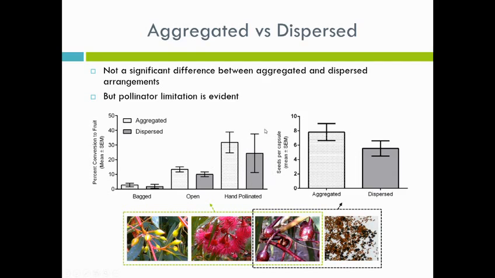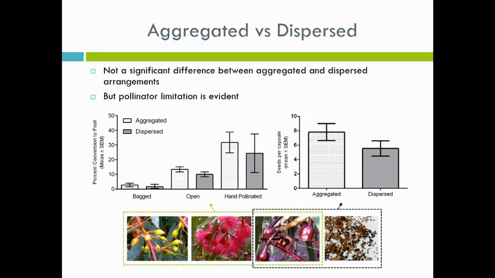But this is probably the interesting result here. This suggests that the system is pollen limited. When I added additional pollen, it doubled the amount of buds that were becoming fruit. So this might explain why there's not a big difference between the aggregated and dispersed individuals. If there's not enough pollinators out there, it might not really matter how the plants are arranged.